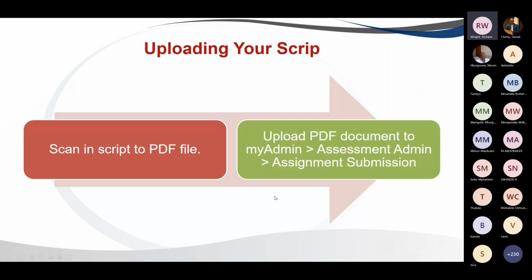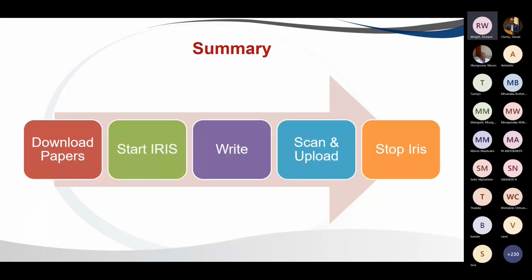Just as a summary, firstly, it's just the five steps that's basically on the screen. You're going to download your paper from My Modules. You will start the Iris. You will write your exam paper answers on a notepad. You will then scan these with a scanner, or you can use your phone as well. And then you will upload this to My Admin, and that is when you stop Iris.